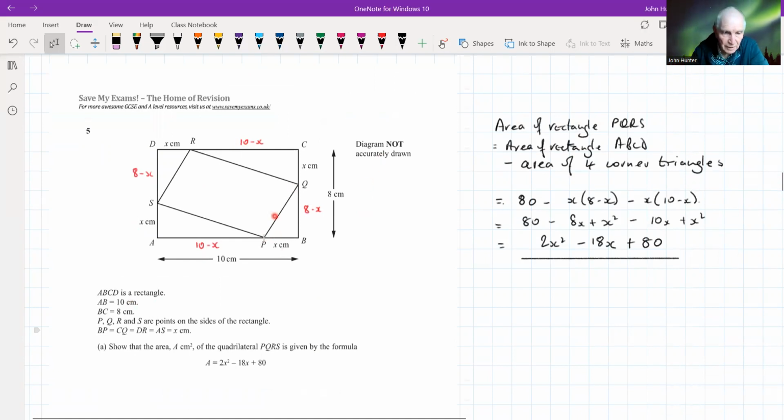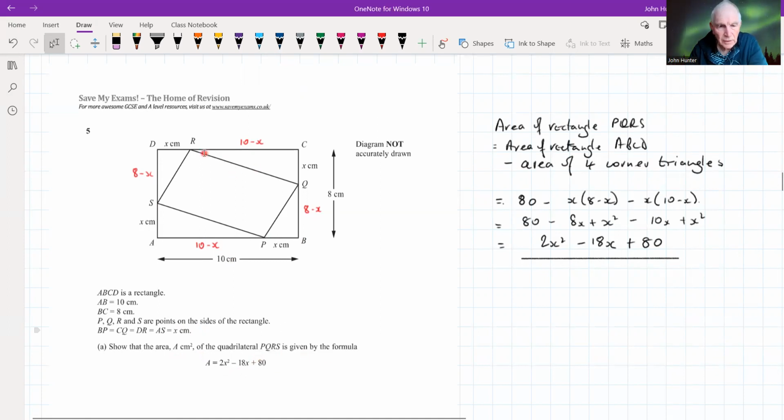Well, we can see it's not actually a rectangle, isn't it? It's more like a parallelogram. But anyway, it gives us the sizes of the sides. AB is 10, BC is 8, and then we've got these points P, Q, R, S on the sides of the triangle. So that's x, that's x, that's x, and that is x. So we're asked to show that the area of the quadrilateral PQRS is given by this formula.